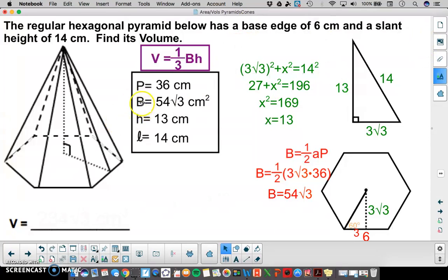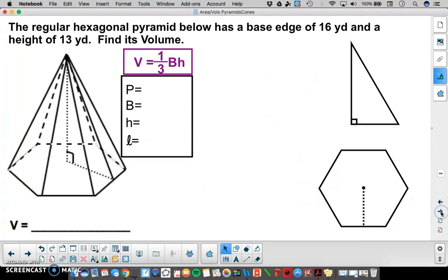To find volume, I just need big B and h. So plugging that into the volume formula, I get 1/3 times 54 root 3 times 13. Multiplying everything but that root 3, I get 234 root 3 cubic centimeters. I want you to try this example using a base edge of 16 and a height of 13.